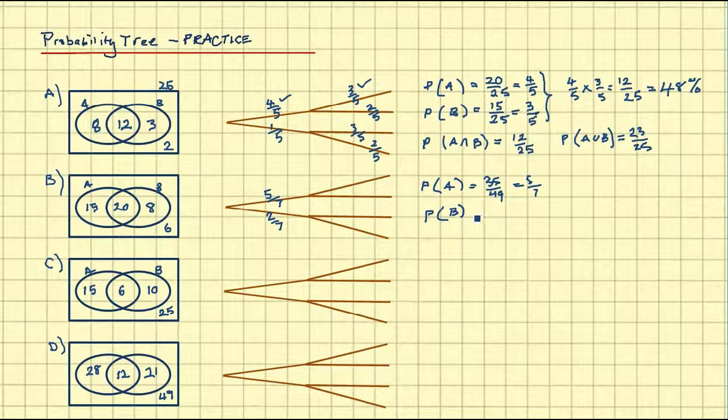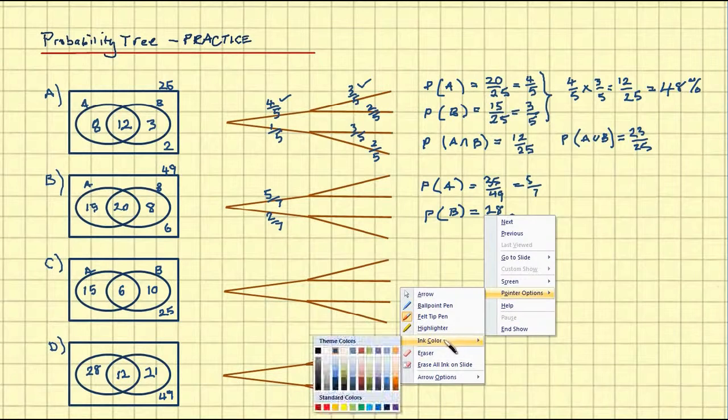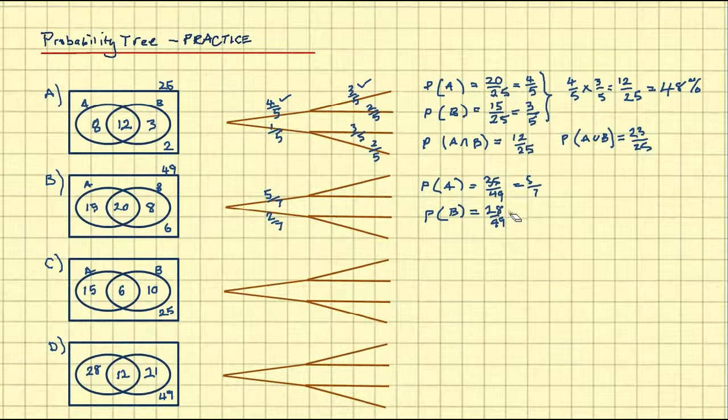Okay, probability of B. Probability of B is 20 plus 8. I didn't total this, did I? This is 49. This adds up to 49. So probability of B is 28 out of 49, and that simplifies to 4/7.